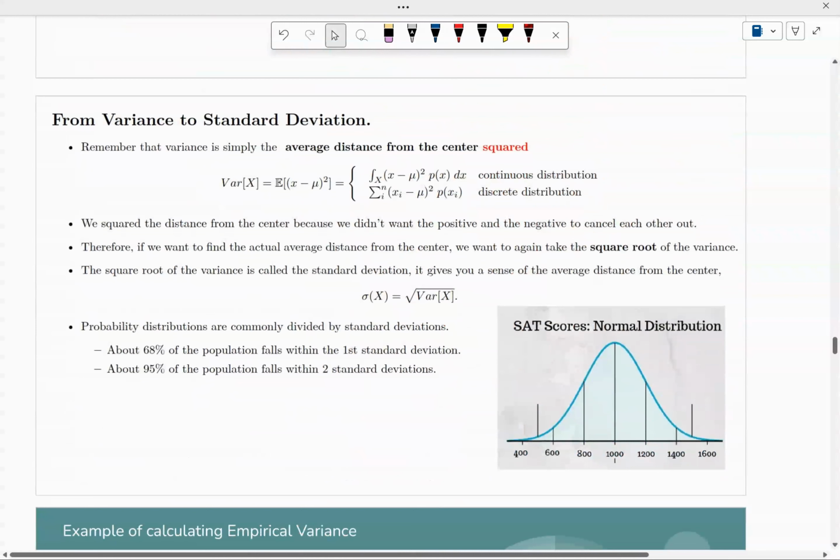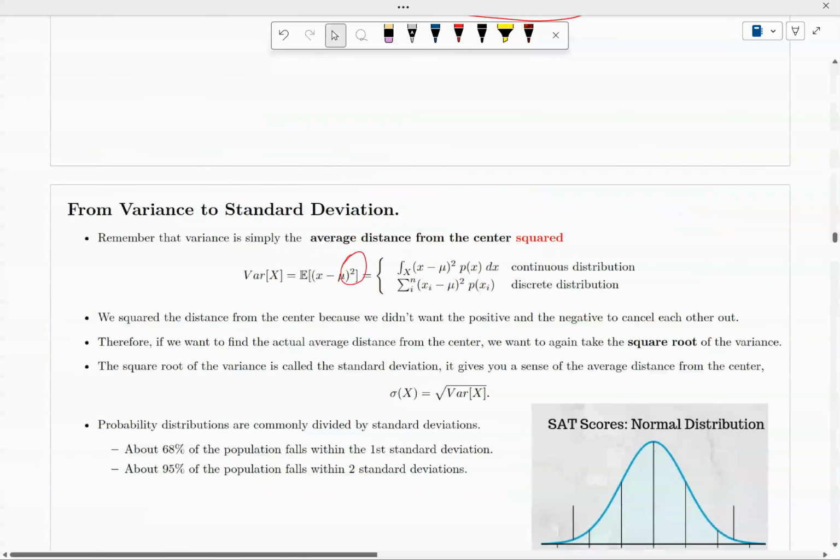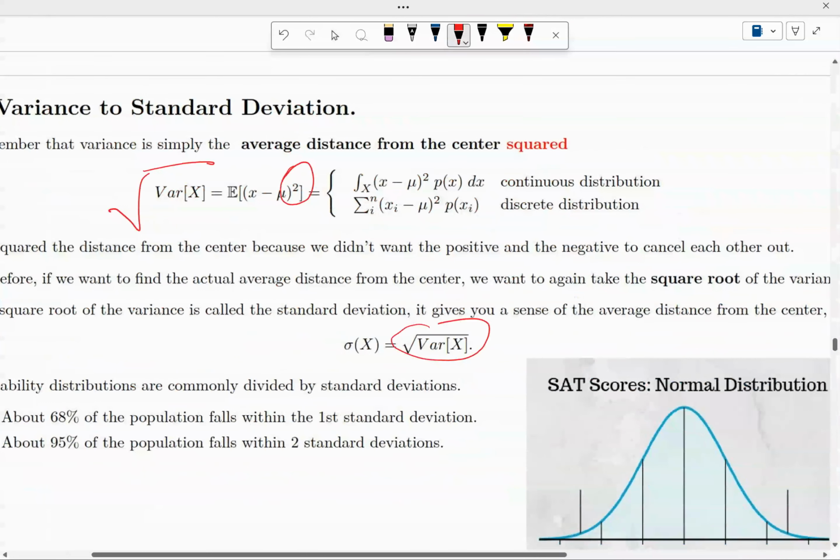Okay, so from variance, that leads us to this concept called standard deviation. Remember, I told you the variance is the average of the distance from the center squared, right? So the key here is square. So that's the average distance squared, but we normally want to know the average distance itself. So what we do is take the square root of the variance, and that will give us a sense of what the average distance is from the center. And when we take the square root of variance, it leads us to the equation of the standard deviation.